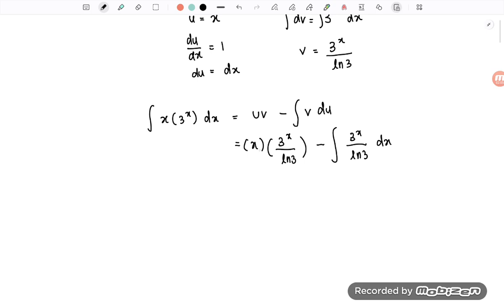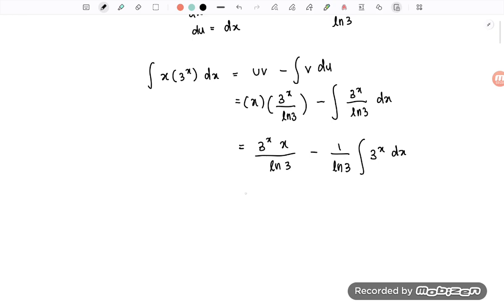So for the part x times 3 to the power of x, we can simplify. We can rewrite this as x times 3 to the power of x over ln 3, minus, and for this part we need to integrate. We have the constant 1 over ln 3, which we can take out from the integral because it is a constant. Then we need to integrate 3 to the power of x, and we already did that before. It's just a basic rule.